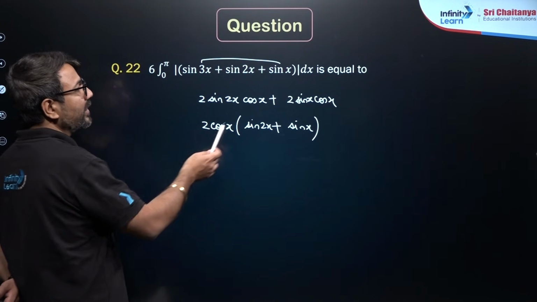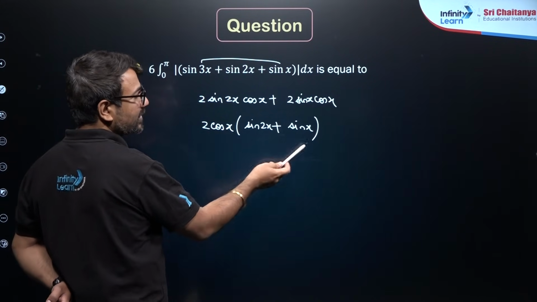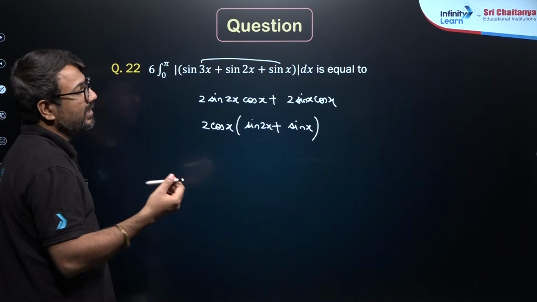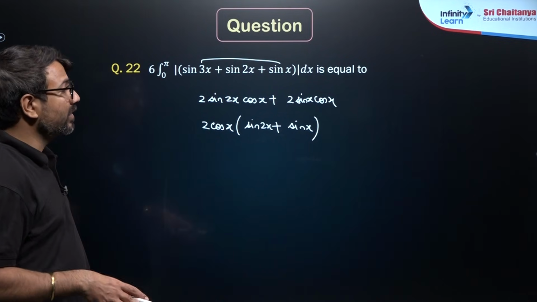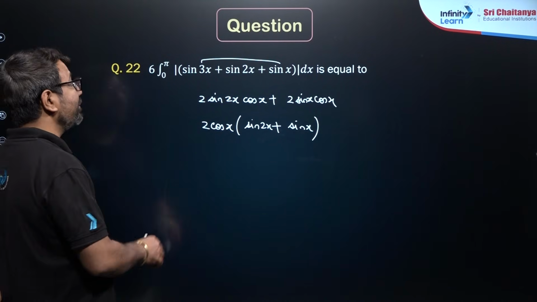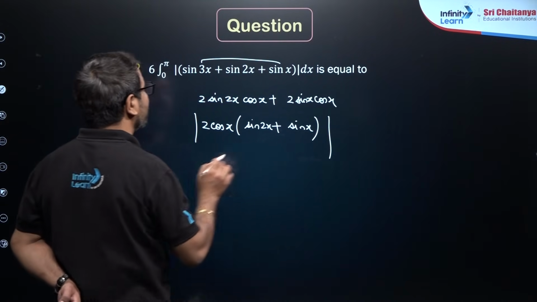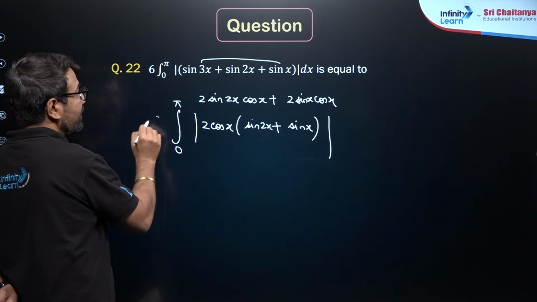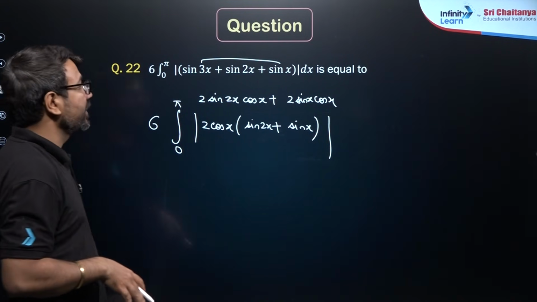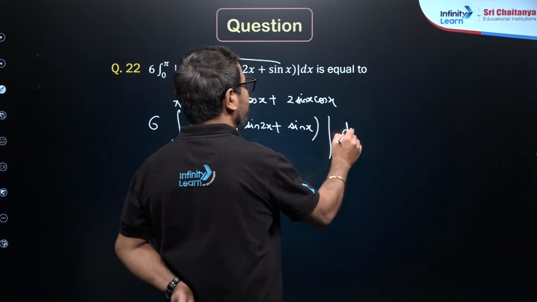Otherwise, let's say if you have taken 2 cos x common, so sin 2x plus sin x, you can write it here as sin c plus sin d formula, which is 2 sin c plus d by 2 cos c minus d by 2. And bachche, they have applied the modulus over here, and this is going from 0 to pi, and this is being multiplied by 6. Here you have to apply dx.